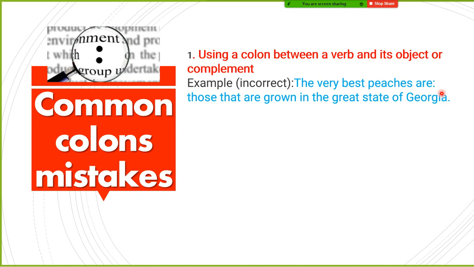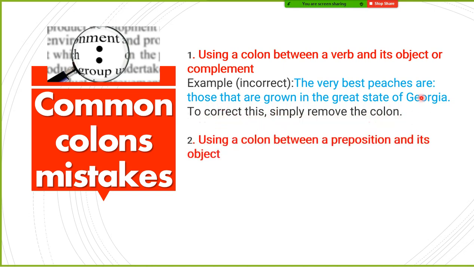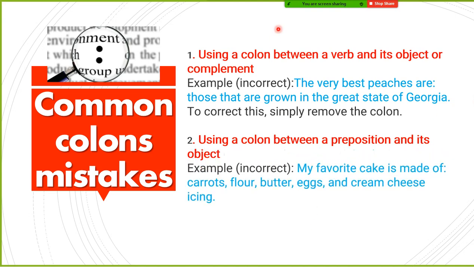The very best peaches are those that, yes, here what did I do? I put the colon between the verb, the verb to be, are, and those. It's a complement or its object. So I made like an interruption in the sentence. This is the mistake. To correct this, what should I do? You simply remove the colon. It will be a complete sentence. So it will be: the very best peaches are those, without putting a colon here. Right. Thank you, Wed.